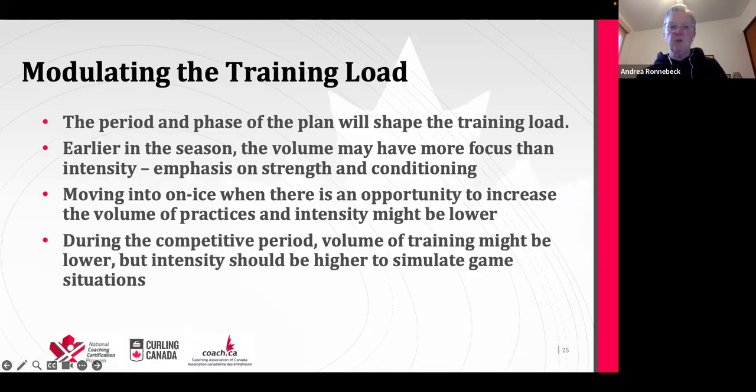So modulating the training load, the period and phase of the plan will shape the training load. Early in the season, the volume may have more focus than intensity, and the emphasis is going to be on strength and conditioning. Moving into on ice, when there's an opportunity to increase the volume of practices, intensity might be lower. But then, as we mentioned earlier, during the competitive period, the volume of training might be lower, but intensity needs to be higher to simulate game situations.